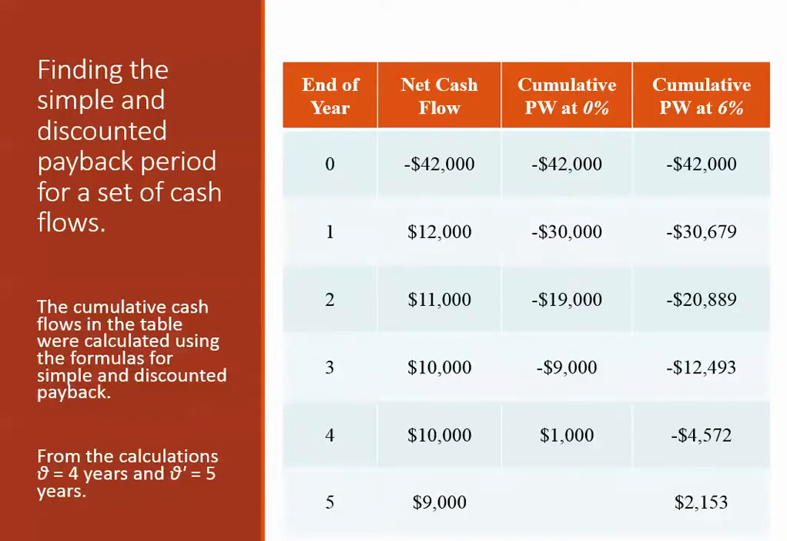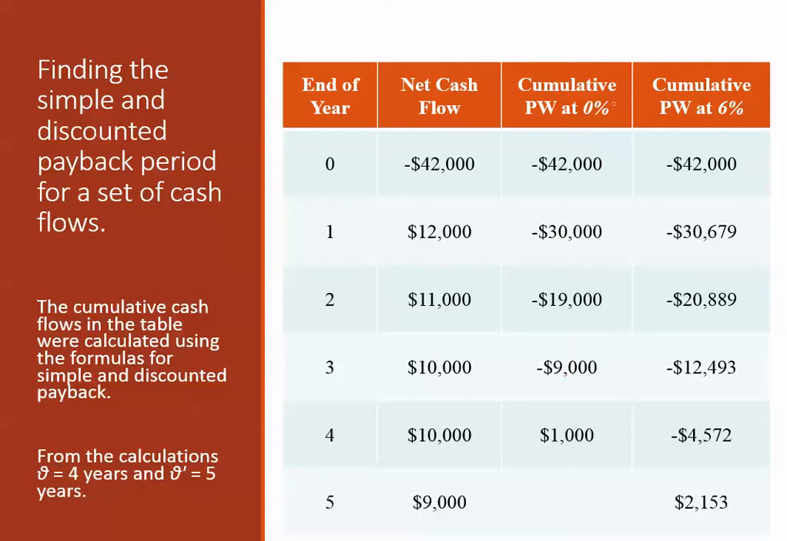So let's look at this example here. We have a cash flow in table format, where we have end of year for 5 years. We have a net cash flow, which just has money coming in and out, and then a cumulative present worth at 0%, meaning it's not really present worth, or it is, but at 0%. All this is negative 42, and then negative 42 plus 12 is negative 30, negative 30 plus 11 is negative 19, negative 19 plus 10 is negative 9, negative 9 plus 10 is 1.